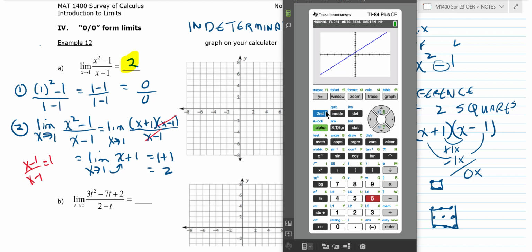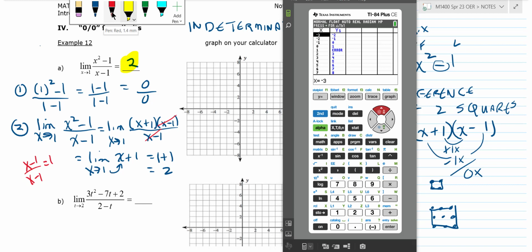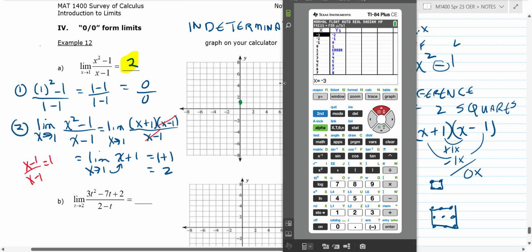What I'm going to do is go to my table of values by going second table, and let's just plot a few points here. And you're going to have that error because in the original problem, if you plugged 1 in, you got that 0 denominator. So that's why you got that. So let's just pick out a few points and plot this then. So we have the point 0, 1. We have the point 2, 3.